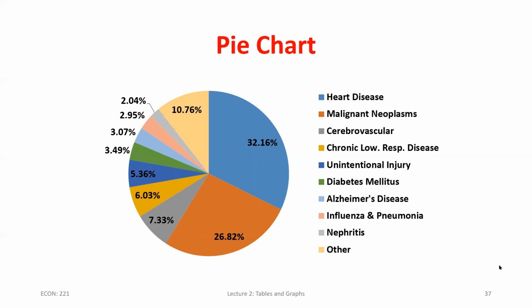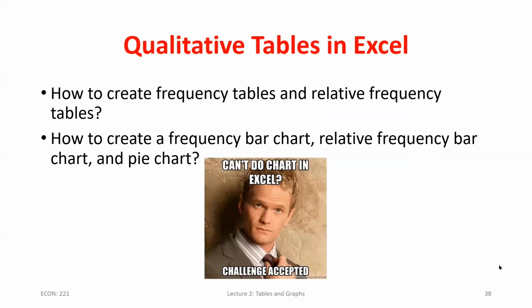I'm never going to make you get a protractor out and try to draw the 32 degrees or whatever. We're never going to do this stuff by hand, but I will show you how we can do it in Excel. So qualitative tables in Excel, can we do this? Of course we can, right? We have that data set of every single death and the cause of death associated with it. There's a way that we can create these in Excel.